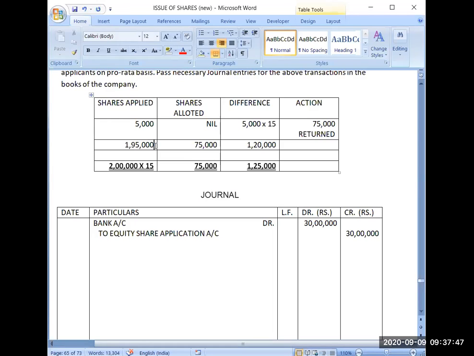Yes, very good. Because they applied for 1,95,000 shares, that's why they have paid me 15 rupees per share for 1,95,000 shares. But I have given them only 75,000 shares. So I have some extra money for 1,20,000 shares at the rate of 15 rupees per share. Is this point clear or not?